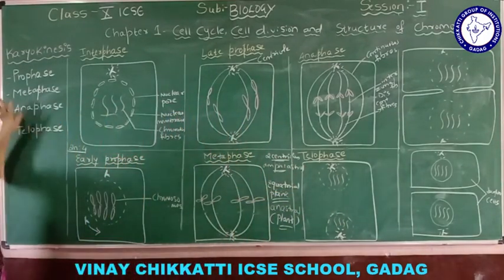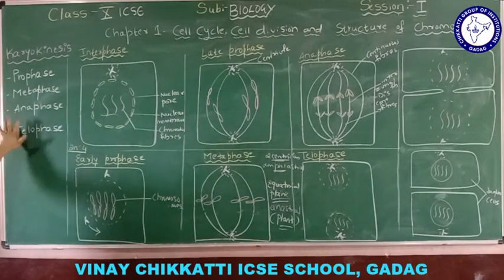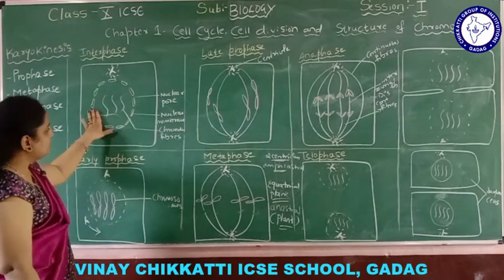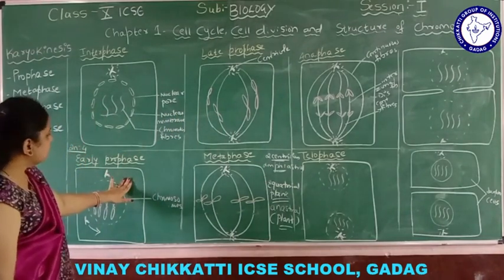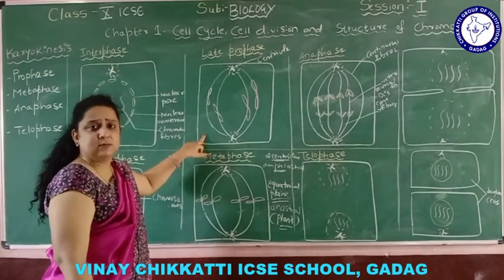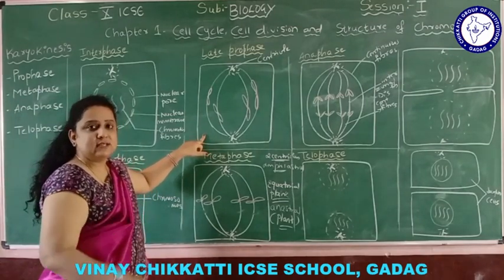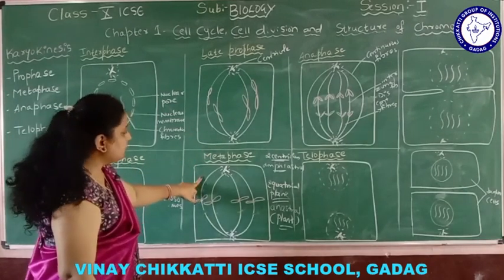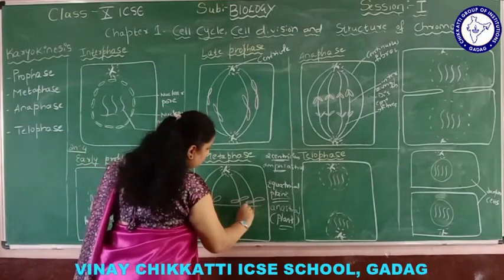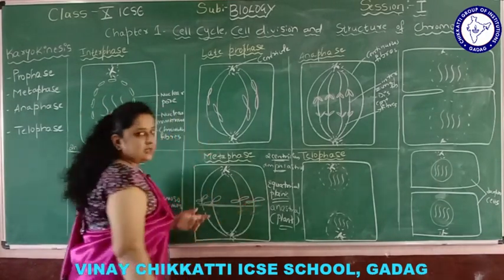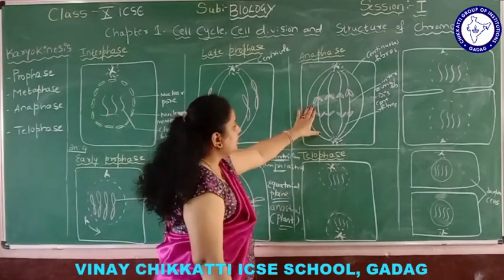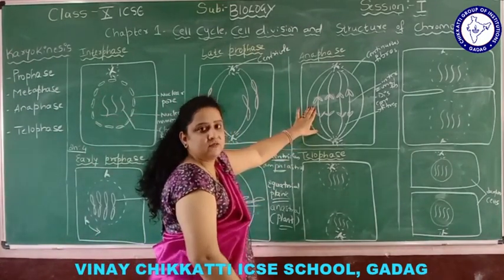Once again, prophase, metaphase, anaphase and telophase. We have drawn the stage of interphase to show how the division takes place. Prophase is divided into early prophase and late prophase. As there are so many changes taking place, we have divided it into early prophase and late prophase. Next, coming to metaphase. The most important thing you have to remember here is, in metaphase, chromosomes align along the equatorial plate or equatorial plane. Anaphase. In anaphase, chromosomes move to the opposite poles of the cell.